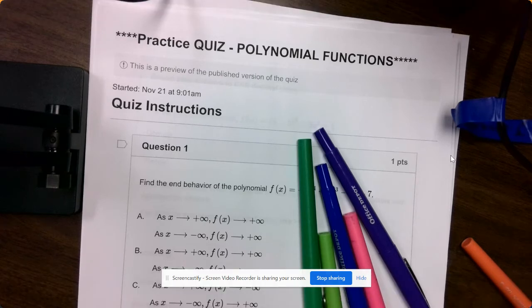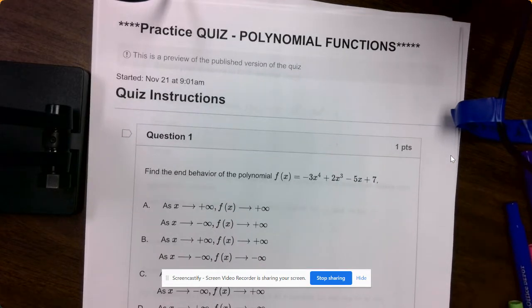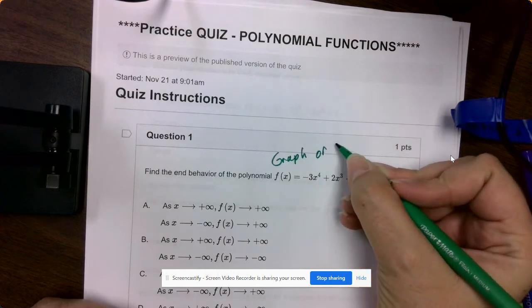Okay, good morning. Let's go ahead and start going over this. So find the end behavior. Everybody, you can either graph it or use your notes.